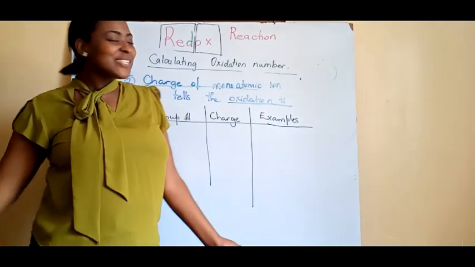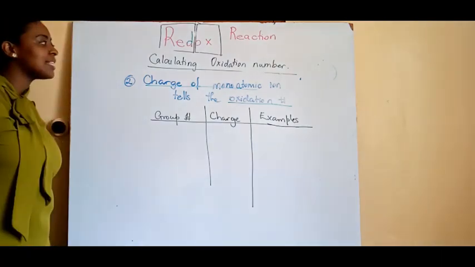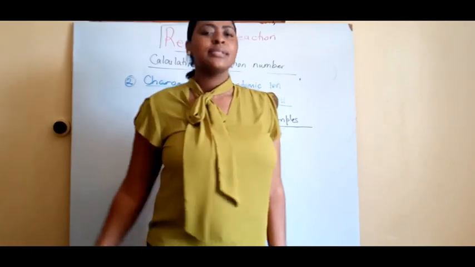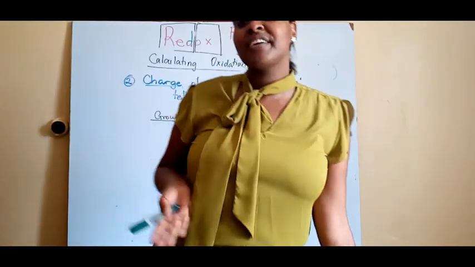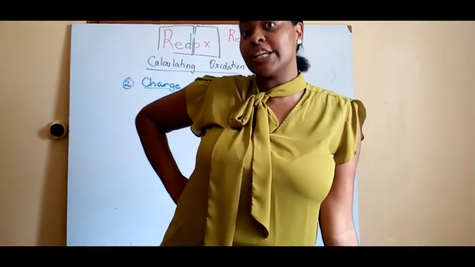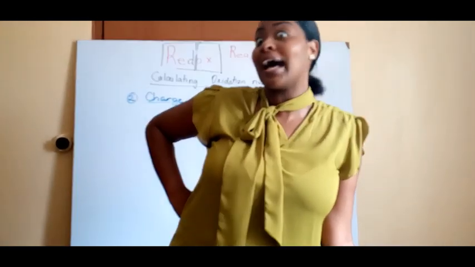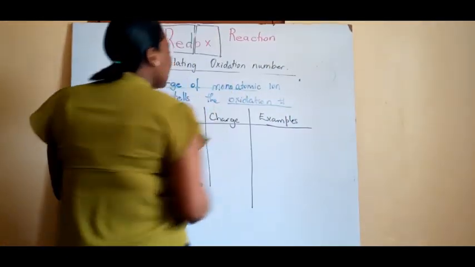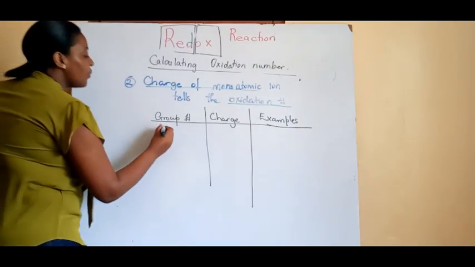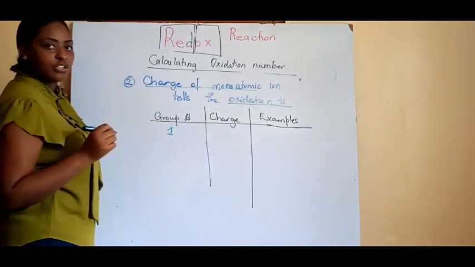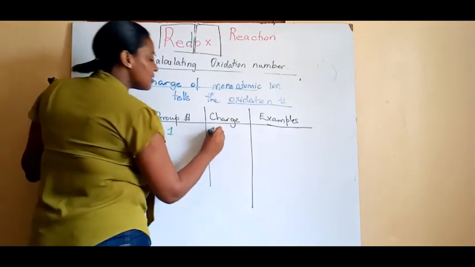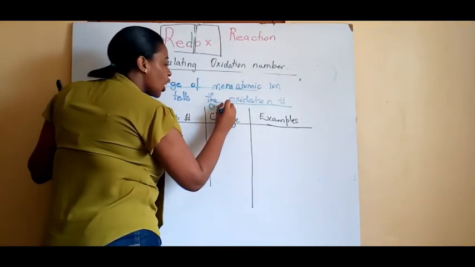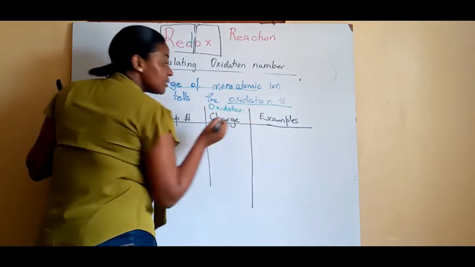Rule number 2 says that the charge of a monatomic ion tells the oxidation number. So let's go through this. Whatever the charge on the ion is, the oxidation number is the same as the charge. Let's review simple chemistry. Elements in group 1, we say they're going to lose one electron and their charge is going to be positive, the number of electrons. So it means their oxidation number is positive 1.